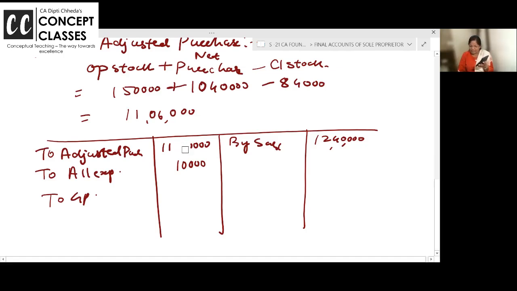Change it, please. Adjusted purchase is coming 11,06,000. Now tell me, how much is your GP? Same answer, 1,24,000. Is the logic clear or not? Instead of opening, purchase and closing, if they give you adjusted purchase, yes ma'am, we will be able to do it.